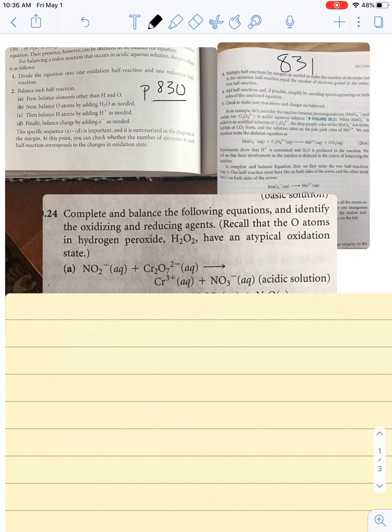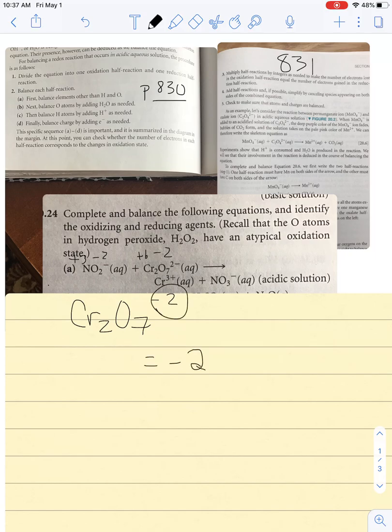So this is question number 24 in the end of chapter questions, and they're asking you to balance this equation in an acidic solution. It's a redox reaction because oxidation states are changing. If I write the oxidation states here, I have a +3 for nitrogen, a -2 for oxygen, a +6 for chromium, a -2 for oxygen, and I'm hoping at this point you know how to figure these out. But just in case, if you have the dichromate ion, the sum of the charges is going to be a -2.